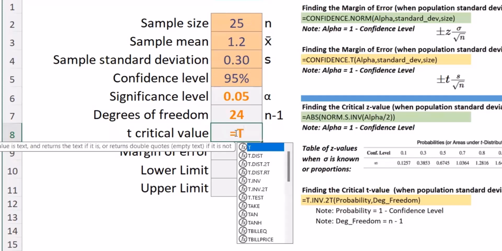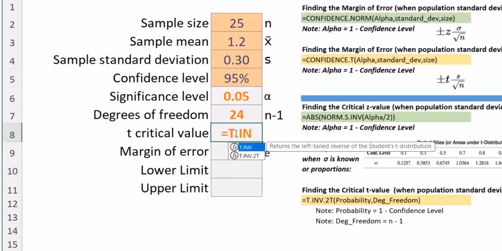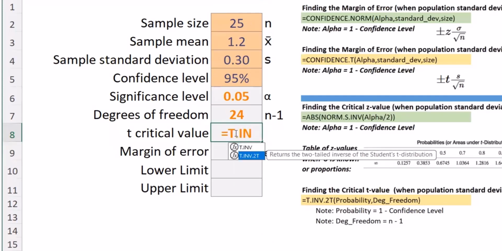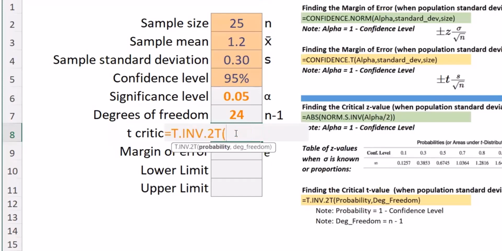t.inv.2t. And then we're going to pass in our alpha. Make note that in Excel, they do call it the probability. That is our alpha. And then it's going to be our degrees of freedom. And we get 2.064.